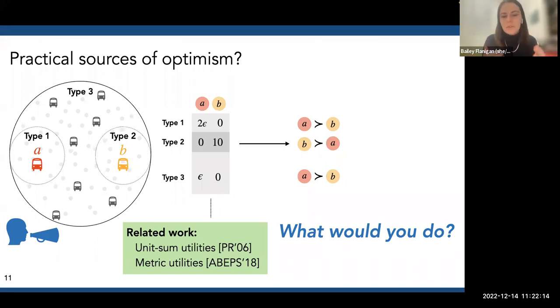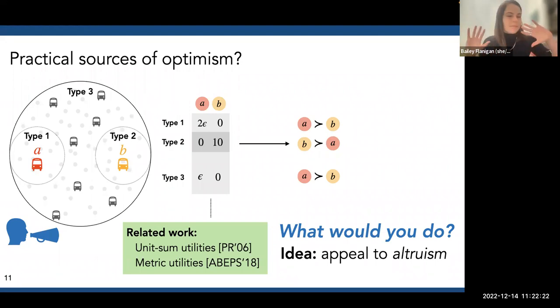Another thing you can do if you don't really know the utilities is you can appeal to altruism and basically say to everyone, hey, I know that some of you might not really care about this decision that much, but there are these people right around bus stop B that would really, really benefit from this bus stop. And just alert people of the fact that maybe they should be thinking about other people in how they vote. And so this is a conceptual idea.